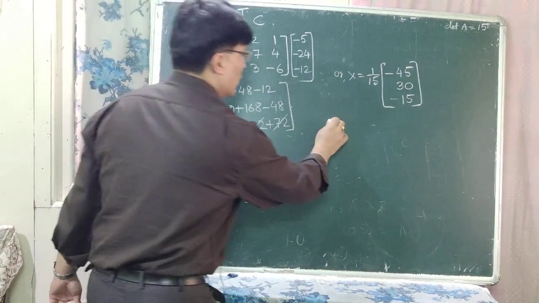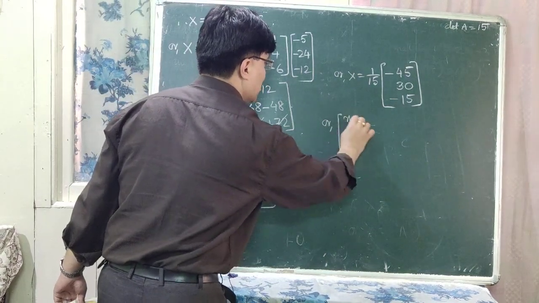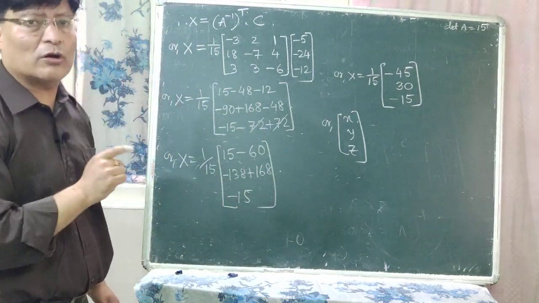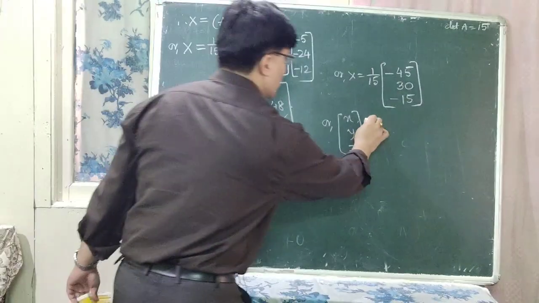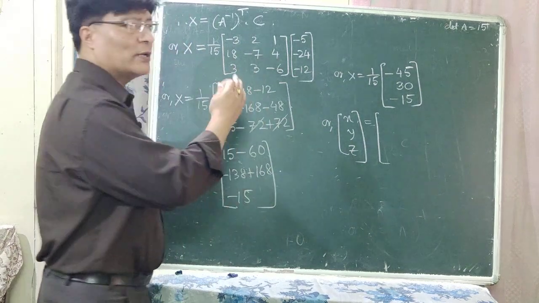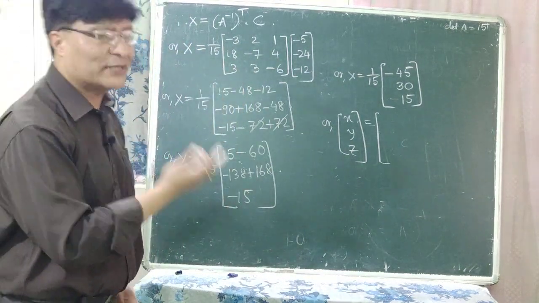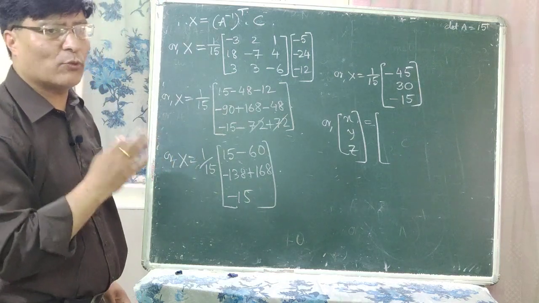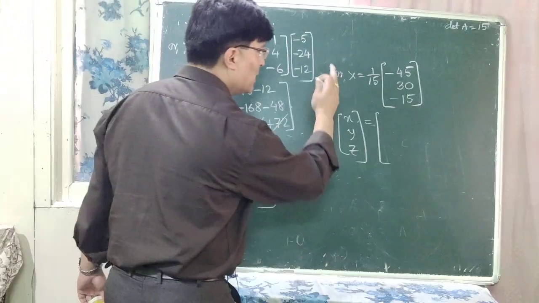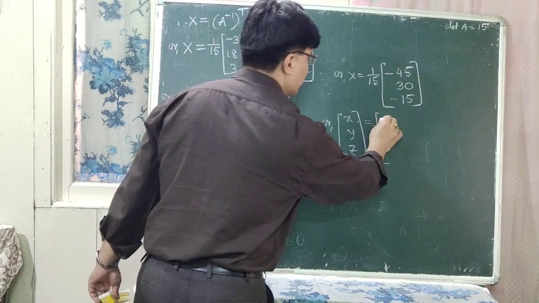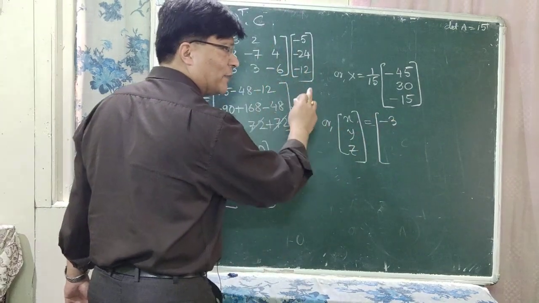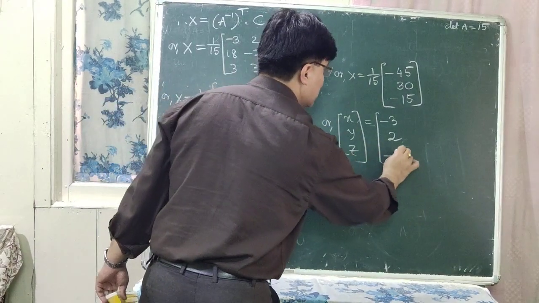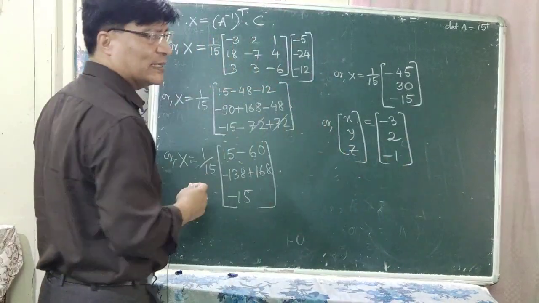Is that clear? Or what was capital X actually? It was small x, y, z. That was the unknown column matrix, which is equal to, now, this 1 upon 15 is the scalar multiplication of that matrix. So we can multiply all the elements of the matrix by 1 by 15. So what do we get? 1 by 15 into minus 45, minus 3; 1 by 15 into 30, 2; 1 by 15 into minus 15, that is minus 1. So we got the answer.